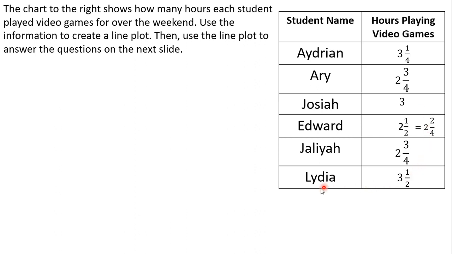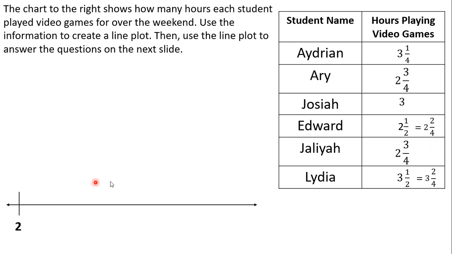We can also do the same for the amount of time that Lydia played video games. Here, she played for 3 1/2 hours, which is equivalent to 3 2/4 hours. Now that all of our equivalent fractions have a denominator of 4, we can now create our number line, which we can plot on. Let's find the smallest number. We can see the smallest number here is 2 1/2, or 2 2/4. That means we're going to start our number line at 2 so that we're able to plot our smallest number of 2 2/4.